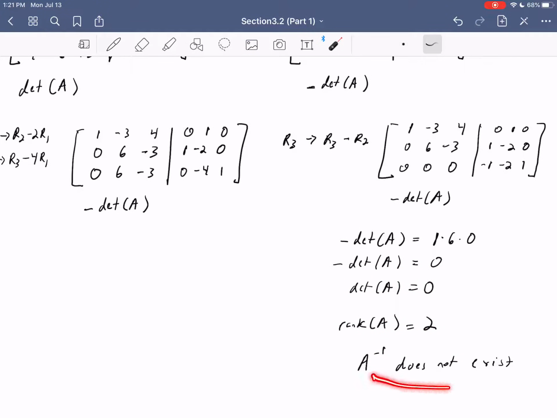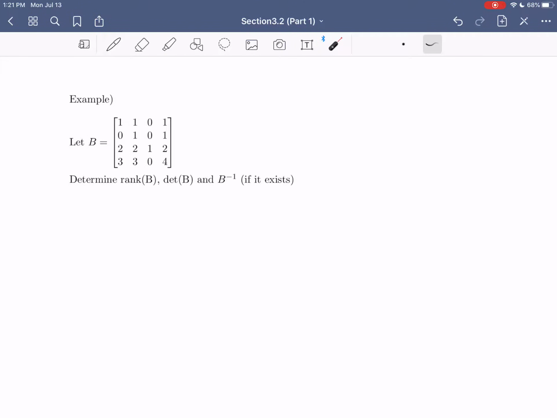If the inverse had existed, we would have been able to figure that out too, as long as we kept track of what was going on over here. All right, let's try one more example of that. So here we go. We've got matrix B, which is a 4x4 matrix. We're going to try to determine the rank, the determinant, and the inverse if it exists.